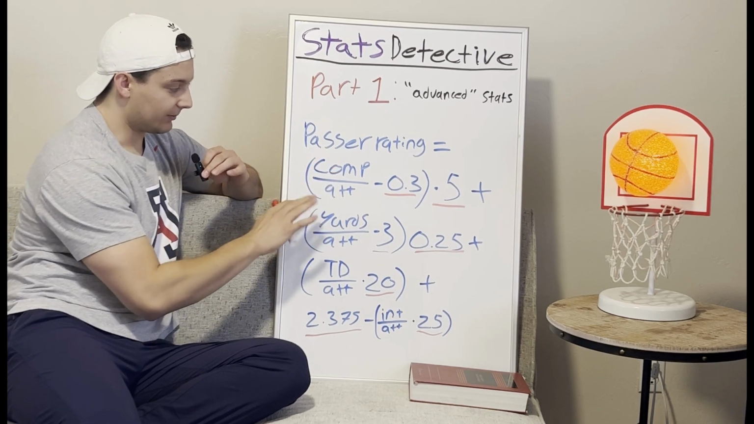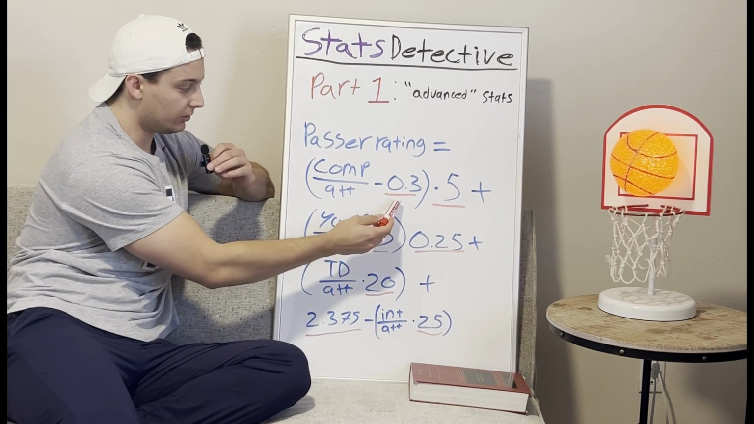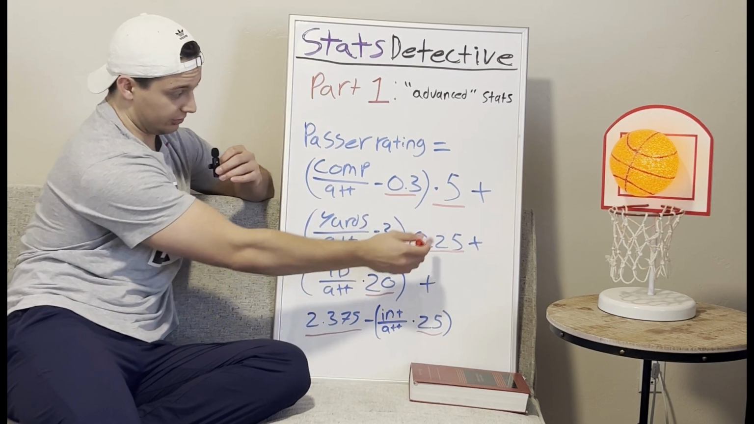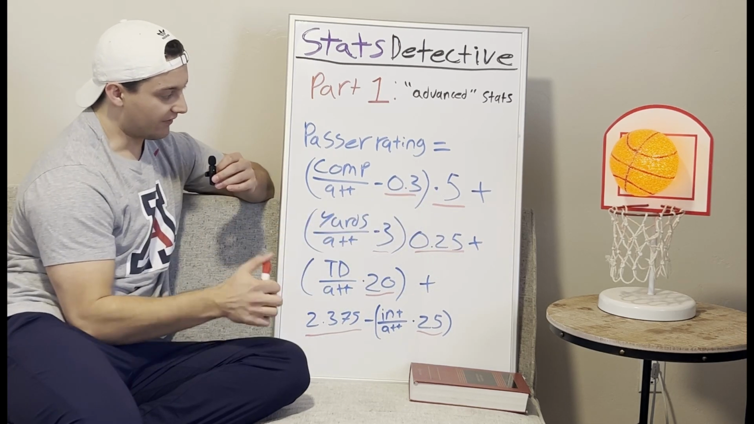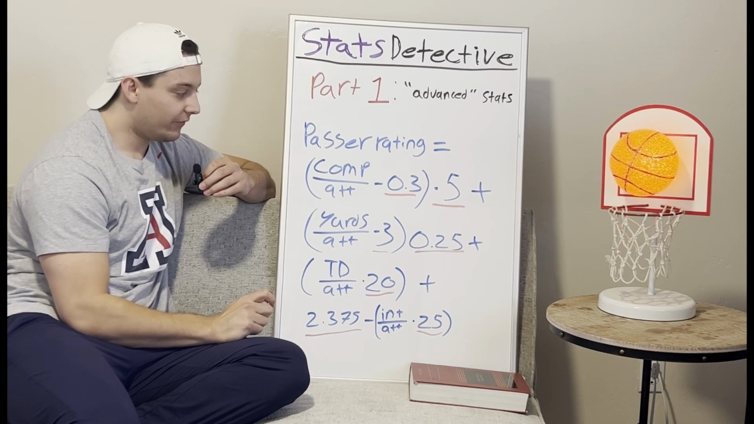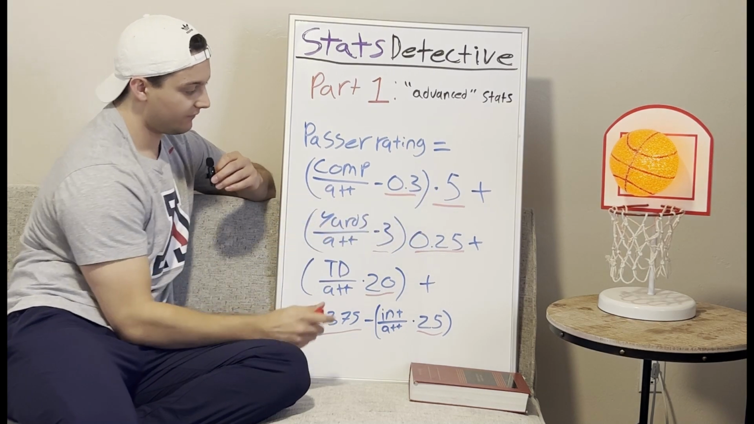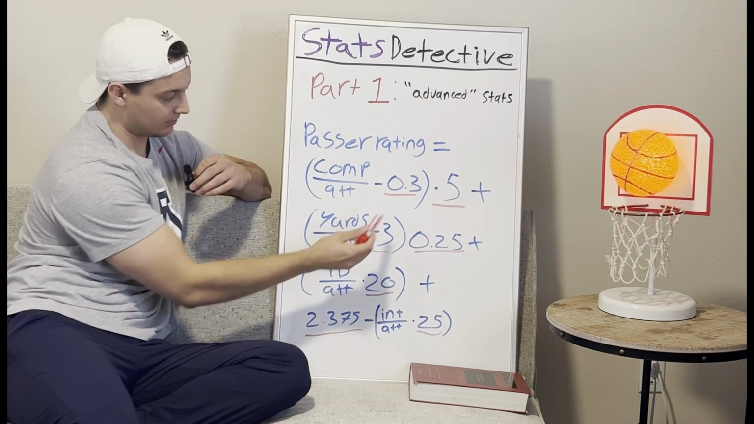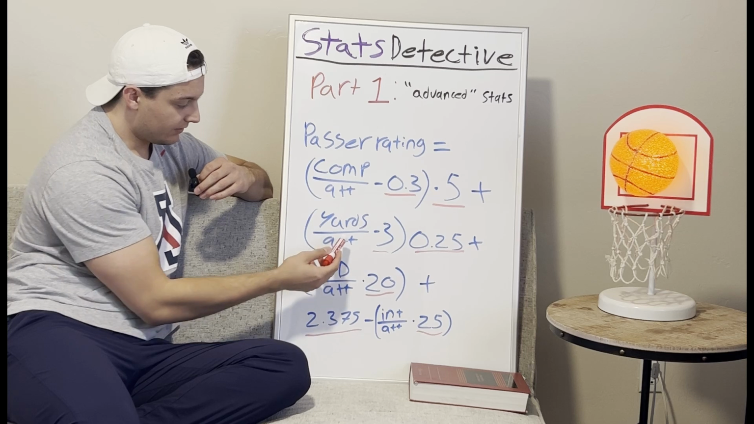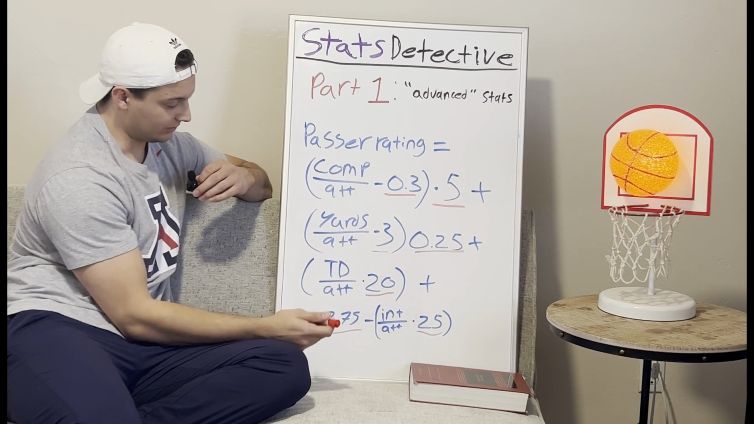You take completions over attempts. That's just completion percentage, or more appropriately, completion proportion. You subtract 0.3. Now, why you do that, I'm not entirely sure. And you multiply that by 5. Again, not entirely sure. It's saying that every point of completion percentage is worth 5 passer rating points after you subtract off the 0.3.